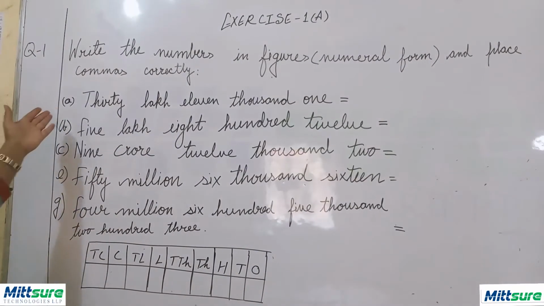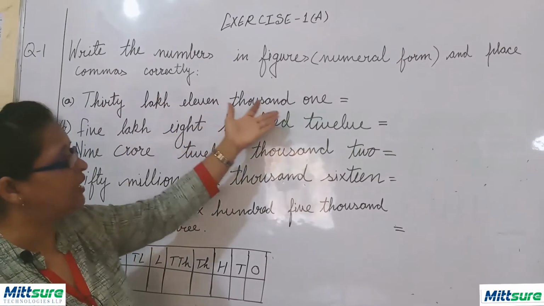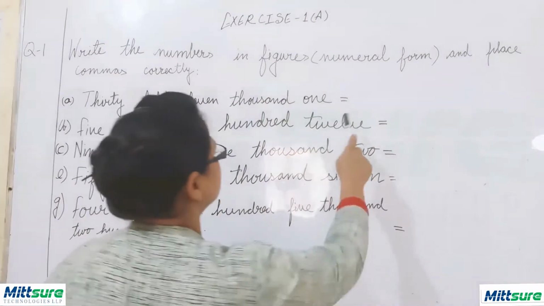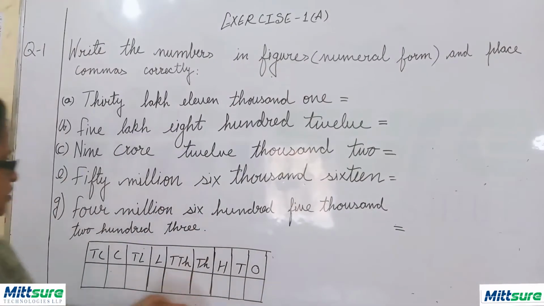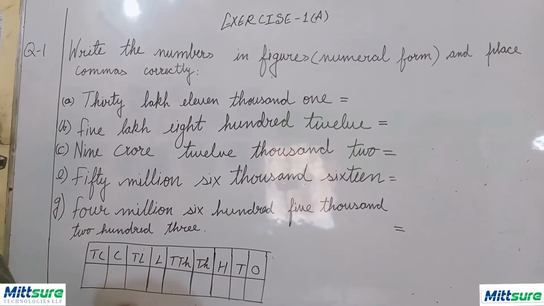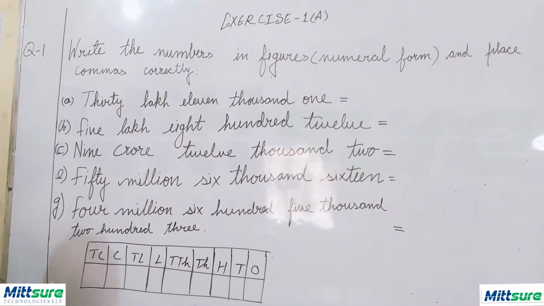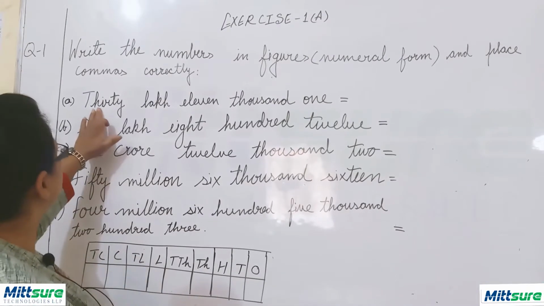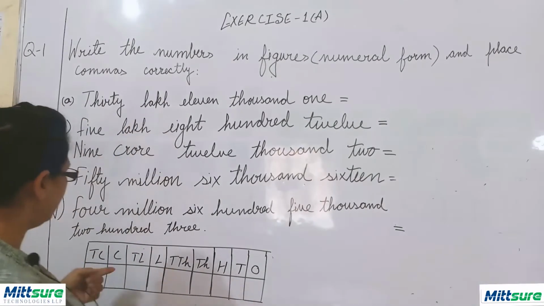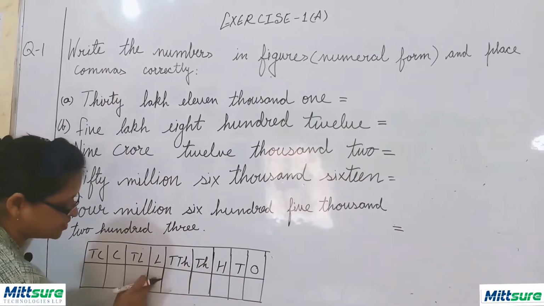Now, 30 lakh 11,001. We have to write this in numerals, and here you are seeing a place value chart. This is an Indian place value chart. Now look, this is written 30 lakh. The place of lakh is here, and it is 10 lakh and this is lakh.